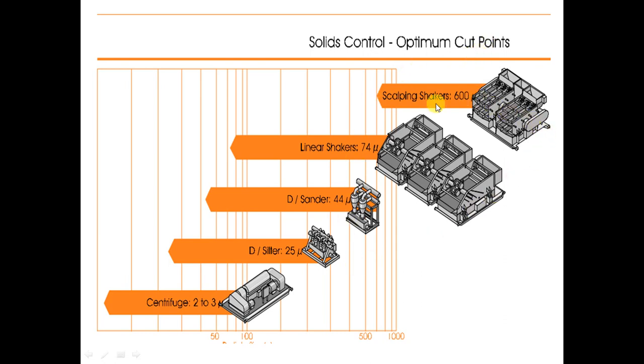As you see here, this is a scalping shaker, which can separate 600 microns and above. This is a linear shaker, and we will talk about the difference between them. The motors are here, horizontal or on the side. Here from above is the vibrator or the motion from the motors. This is a linear shaker, 74 micron. The desander, up to 44 micron. The desilter, up to 25 micron, and the mud cleaner also. And finally, the centrifuge can make separation from 2 to 3 micron, the colloidal particles. So take care of all these. We will talk about each one of them in detail.